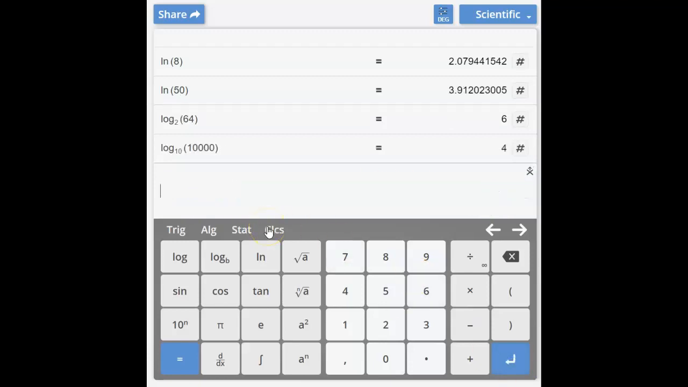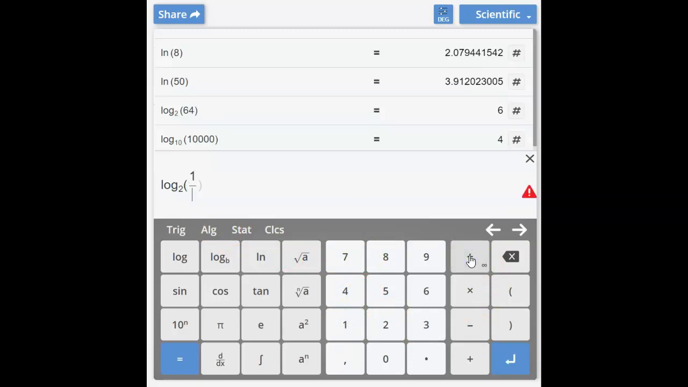So suppose we want the logarithm base 2 of, say, a fraction. If you want a fraction, you can just write, for instance, 1 and then divide it by something, and that would immediately form a fraction. So we have, for instance, 1 over 128. Okay, so this is the answer. Log of 1 over 128 base 2 is equal to -7.